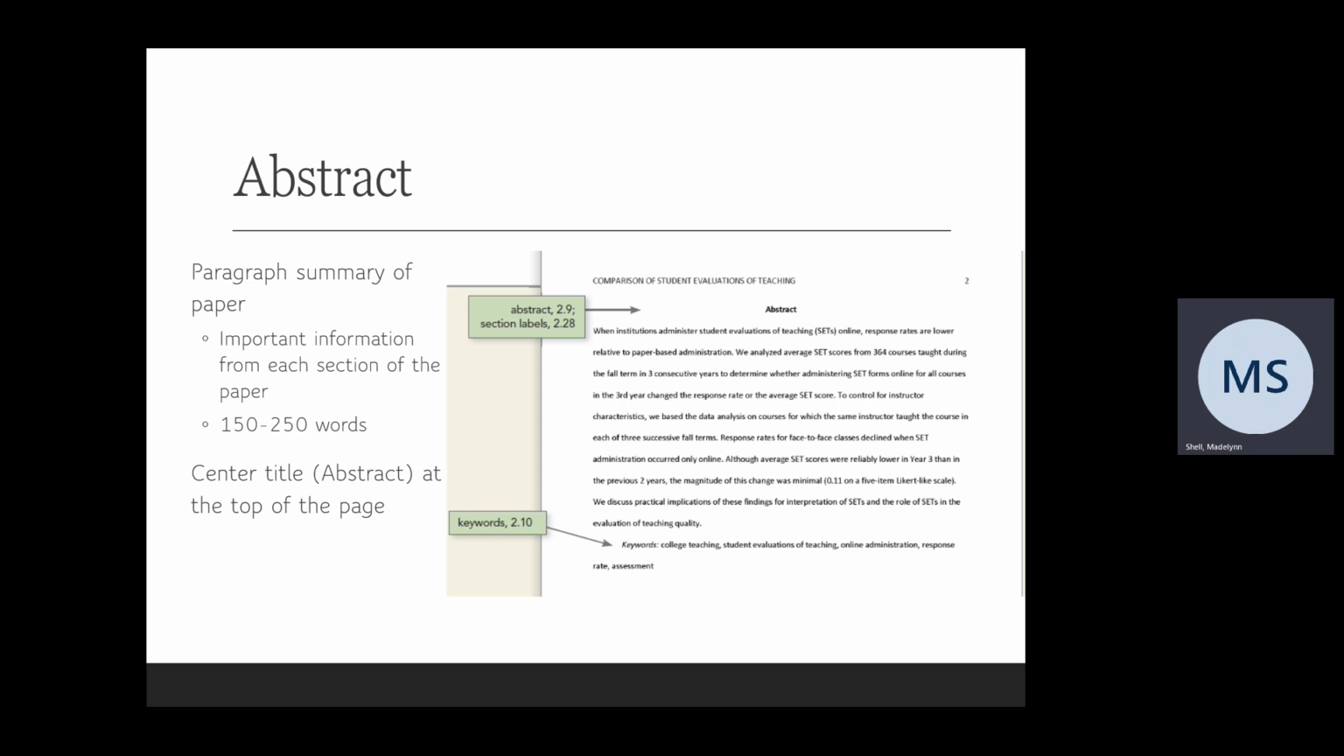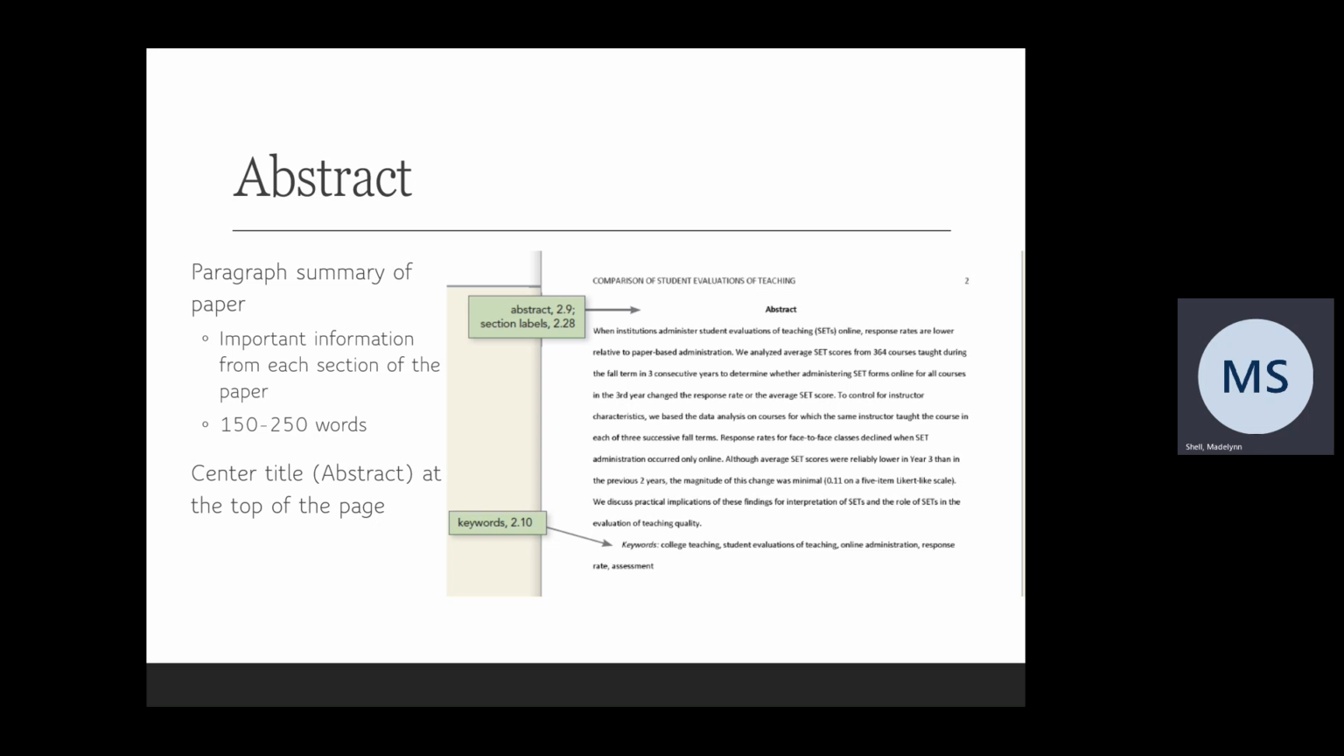The abstract, again, requirements of whether or not you need an abstract vary for student versus professional paper, so make sure to check with the specific assignment. But if you do need an abstract, it is basically a paragraph summary of your paper, and it should include the important information from each section of your paper. So your abstract should be one of the last things that you write so that you know what you're saying in each section.